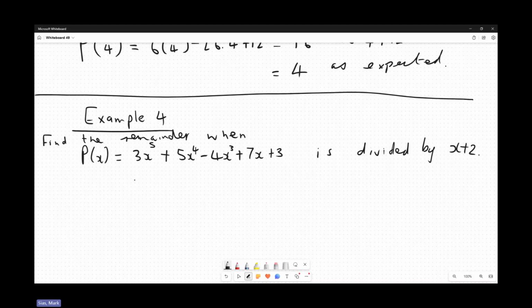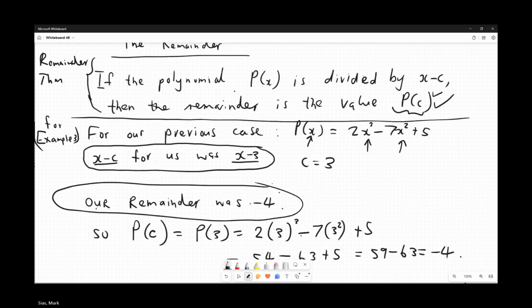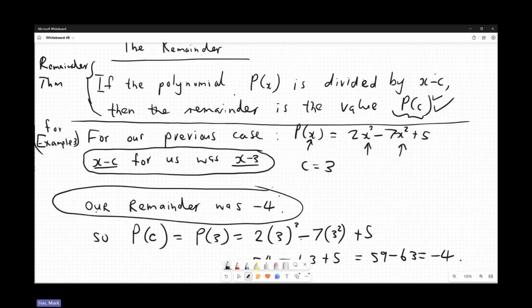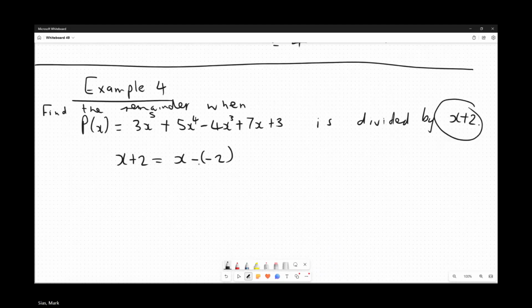Question, what is my c there, guys? What is my c here? -2. So because x plus 2 is equal to x minus -2. Remember, the remainder theorem says you must divide it by x minus c, okay? So what value must we find now? What is our c equal to? -2, right? c is equal to -2.